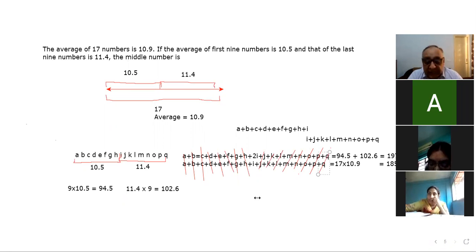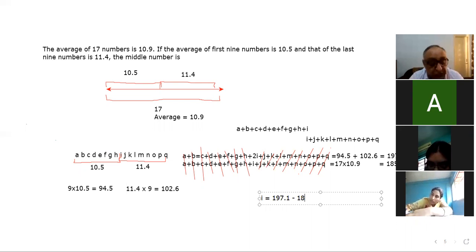The value of I will be equal to 197.1 minus 185.3. That is the value of I. So this will be equal to how much? 11.8. So this value of I is equal to 11.8. I think this is the answer, right? So you should check it.